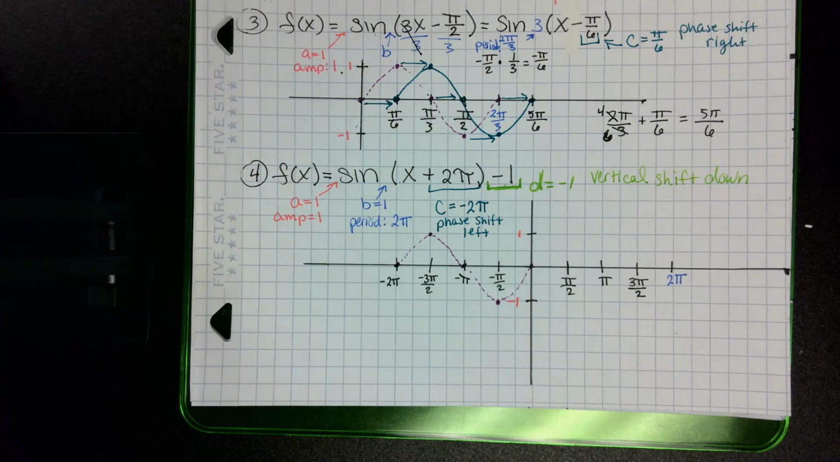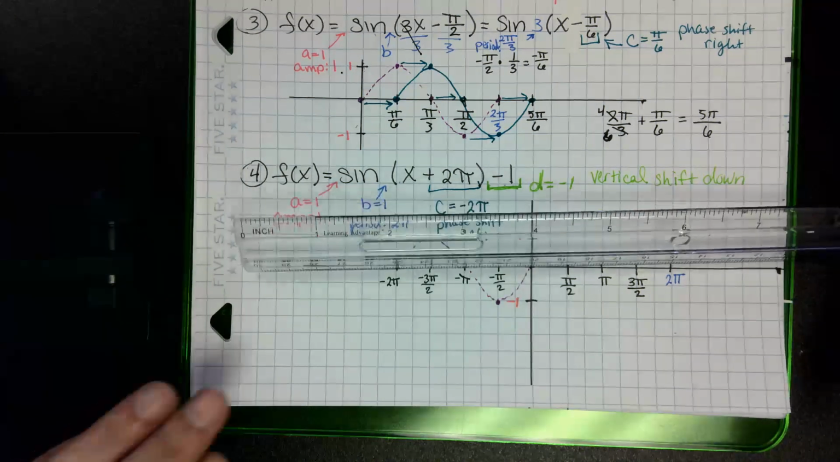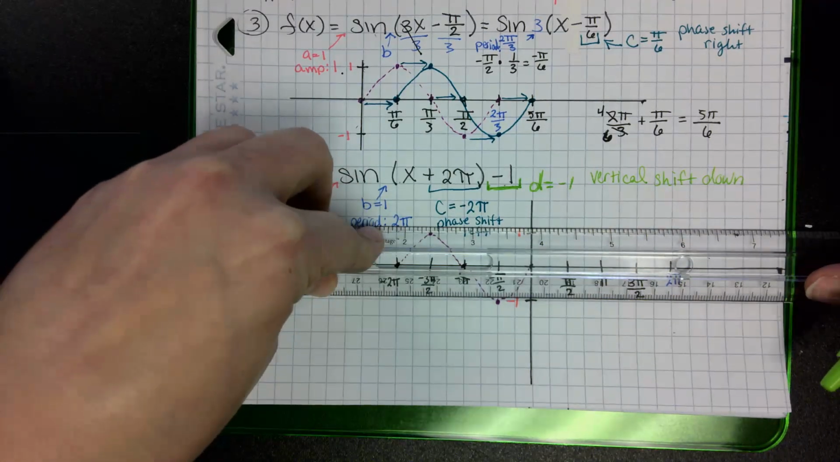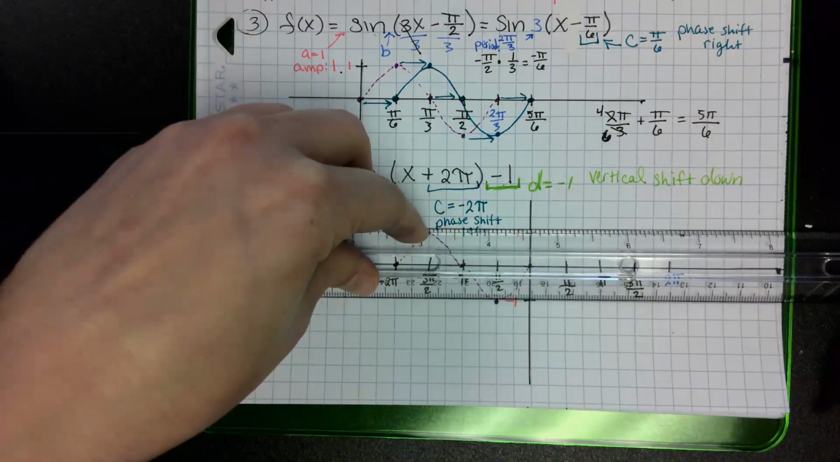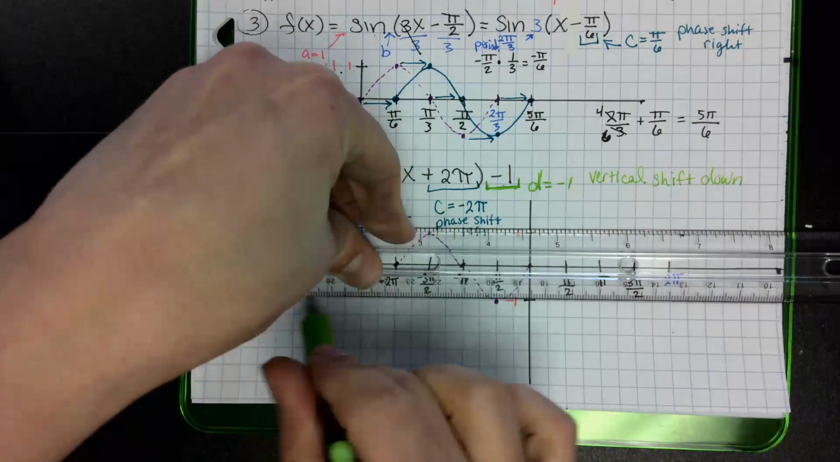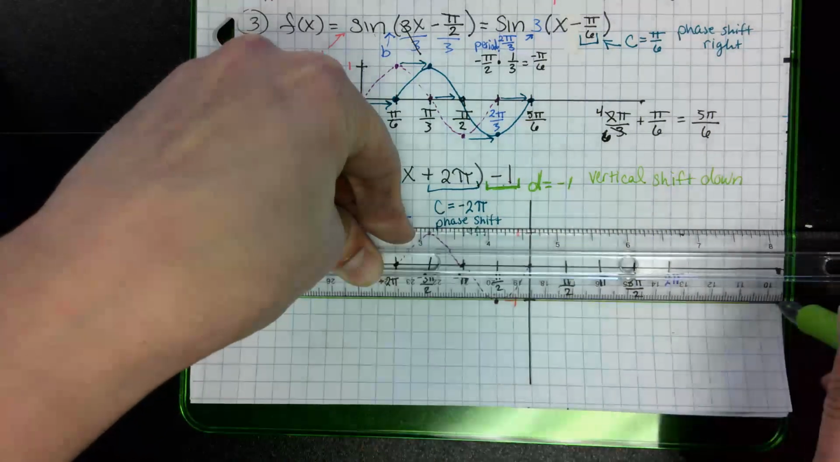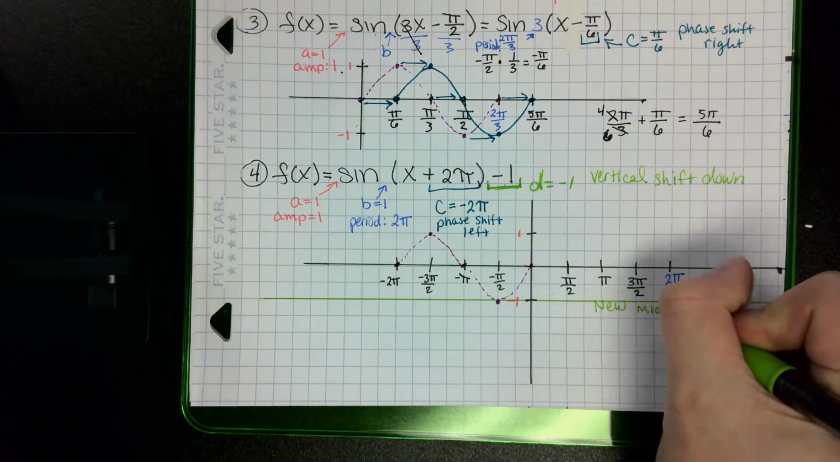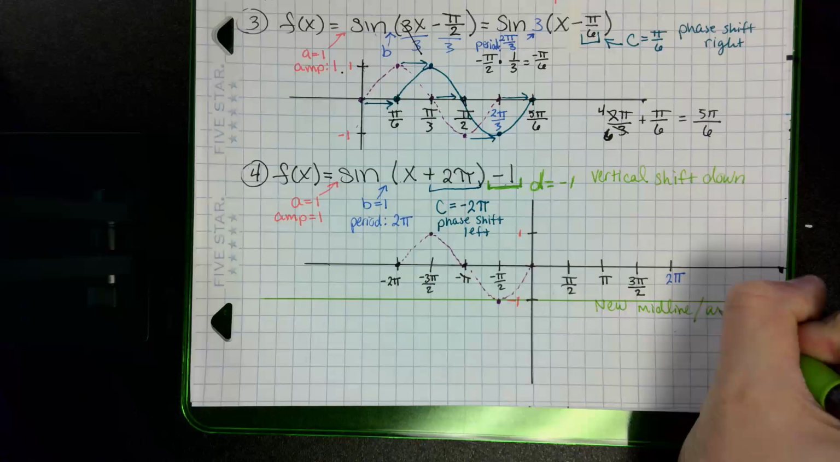So at the beginning I said when I talked about midline, when you do a vertical shift, you shift the midline. All of these, the midline, or think of it kind of like an equator, has been the x-axis. They haven't moved up or down. Now I'm going to move it. So I'm going to move the midline off of the x-axis. There's the x-axis. There's my -1. And I'm going to draw a new midline, or you can call it a new axis if you want. So that's my new midline, axis.